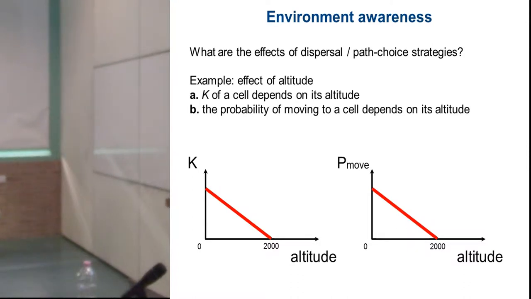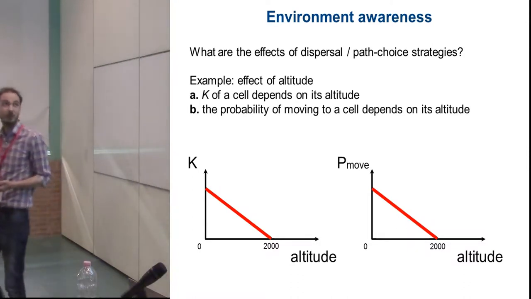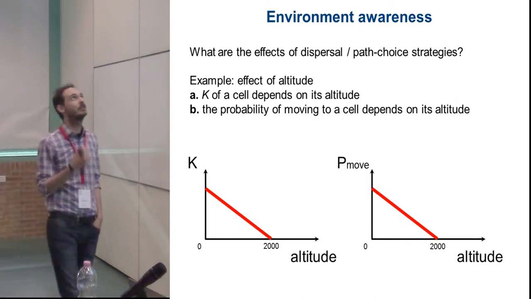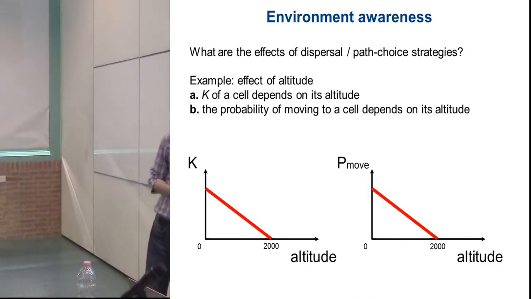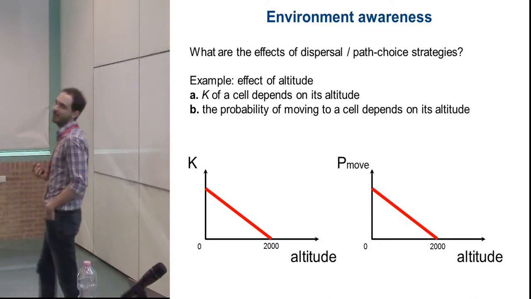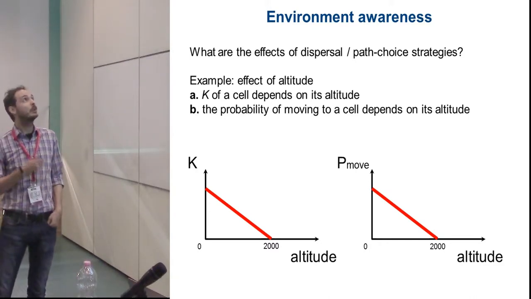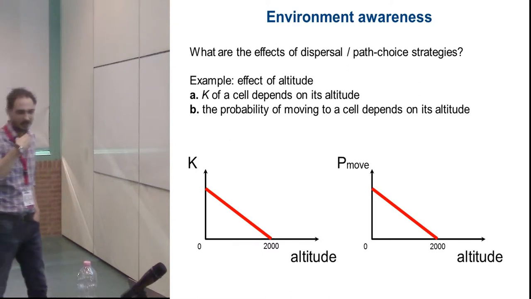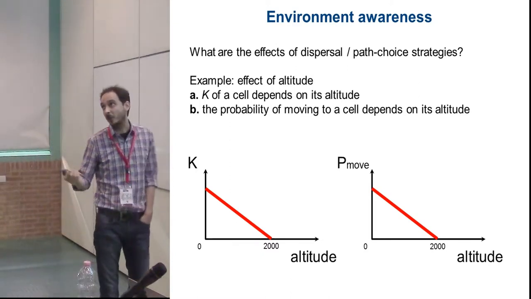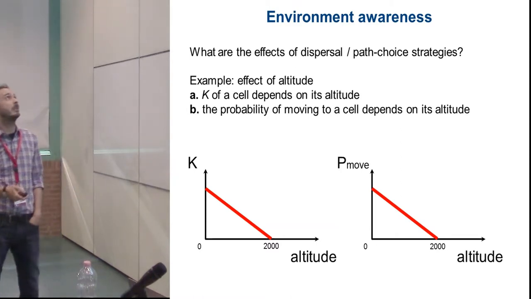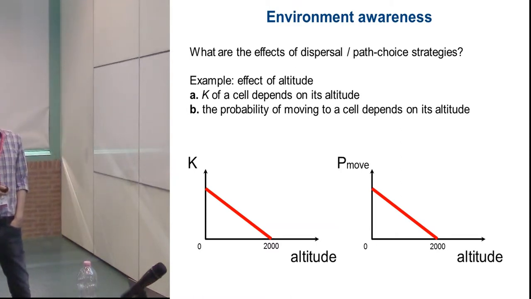This is a very simple model, but even with this kind of simple model, we can start to ask interesting questions. Like, for example, what are the effects of different strategies of dispersal? For example, let's suppose that you want to prescribe that the agents avoid high altitudes. You can think of it either because there's less food available there, or because it is more costly energetically to move up a mountain. So you can specify two different recipes.